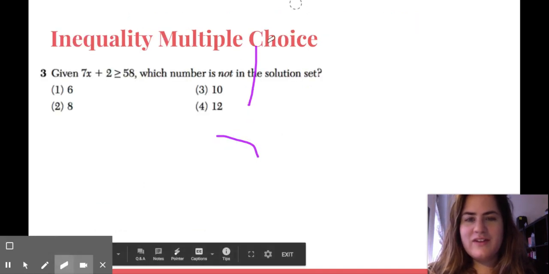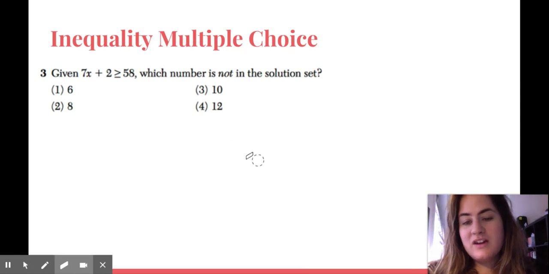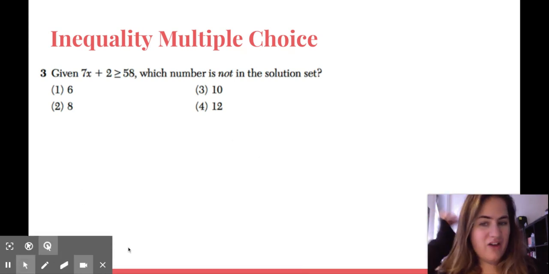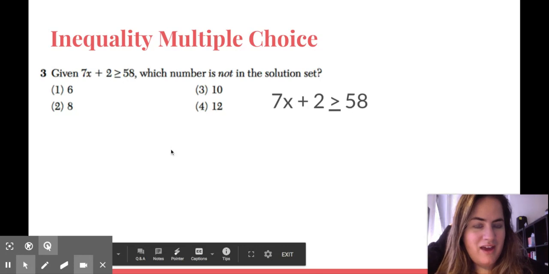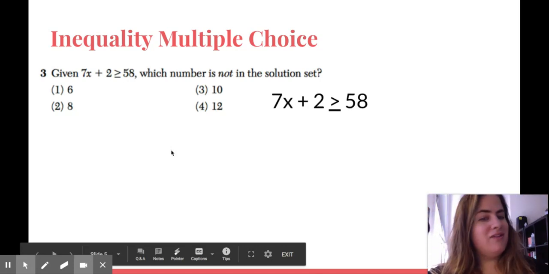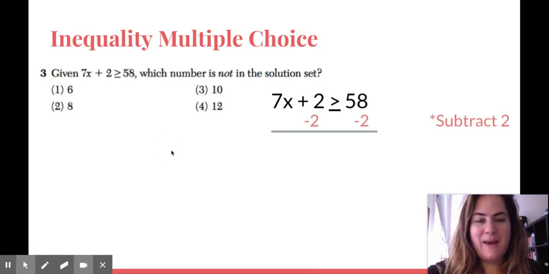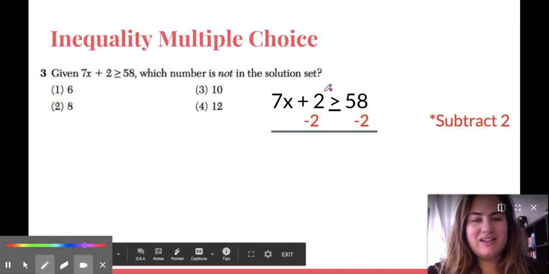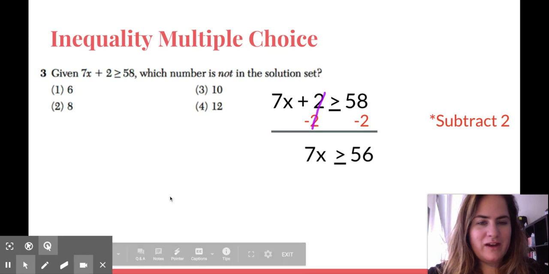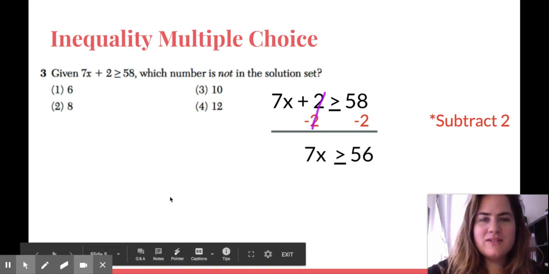Okay, if you're given a multiple choice question that involves solving an inequality, there's really no trick on the calculator. You're going to have to solve this by hand. So I want x by itself. I want to get rid of that plus 2 first. So the opposite of plus 2 is minus 2. Cancel out your opposites. Bring everything down. 58 minus 2 is 56.